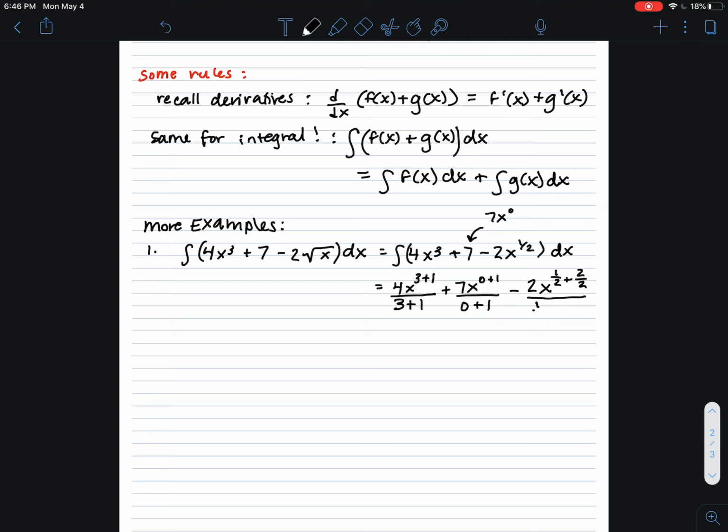And then we'll be dividing by that same new power, 1/2 plus 2/2. Okay, so let's simplify a little bit. I know that this kind of looks messy with all my addition and my powers. I just want you guys to see where the things are coming from.